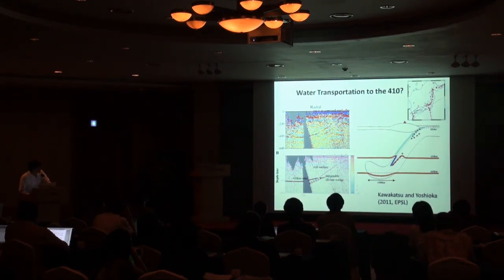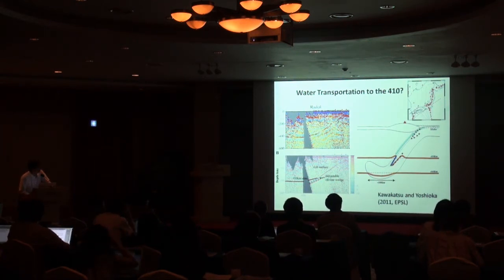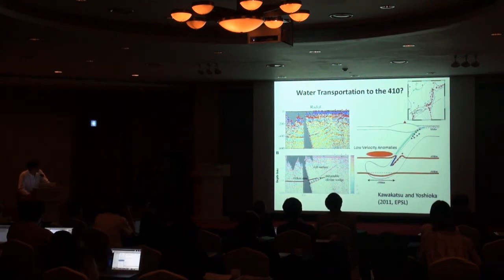However, this surface cannot be confirmed in the transition zone, and instead this discontinuity appeared to have seamless continuation to the faulting discontinuity corresponding to this red curve in this cartoon. This result may be suggesting the hydrous layer is merging to the partial melt layer above 410. And due to this water transportation, we may have low velocity anomalies above the 410 in this region.